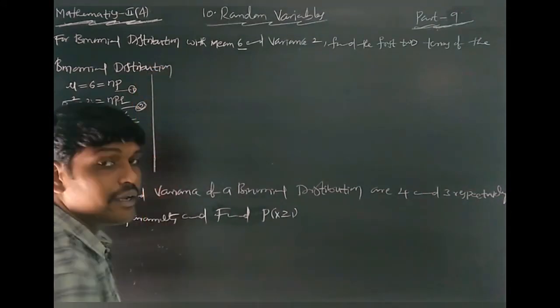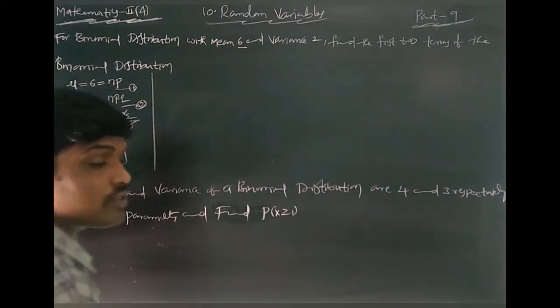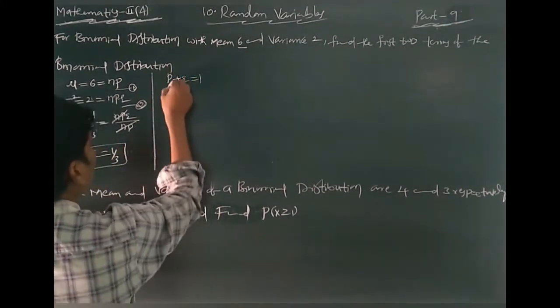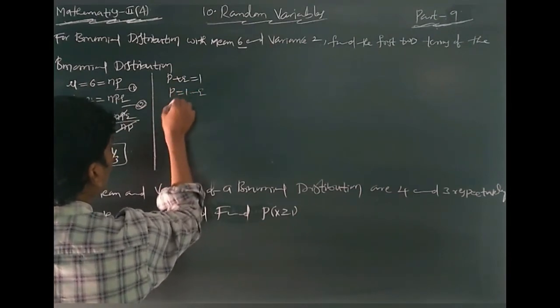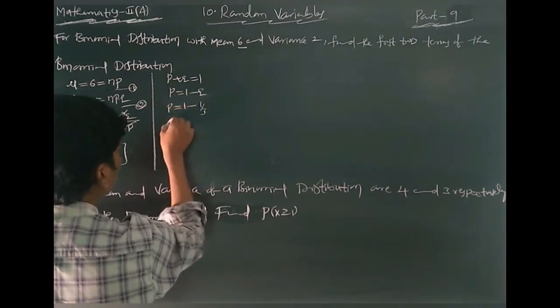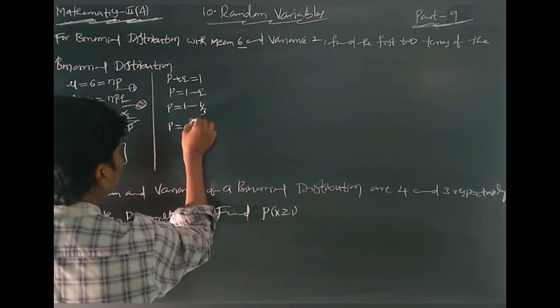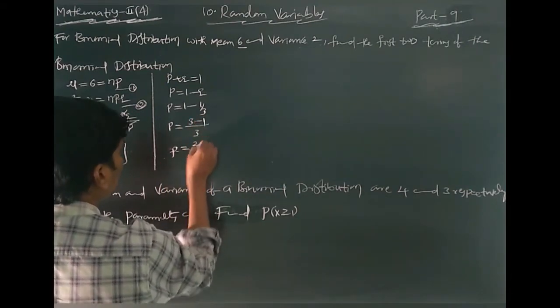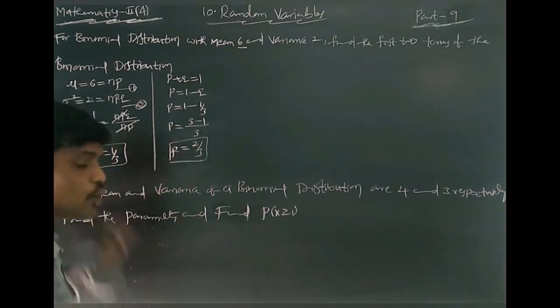After that you can find the p value. p plus q, but p plus q is equal to how much? 1. Then p is equal to 1 minus q. p is equal to 1 minus 1 by 3, which is 3 minus 1 by 3. Then p's value is 2 by 3. P value is 2 by 3. Q value is 1 by 3.